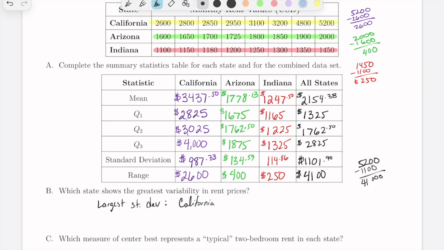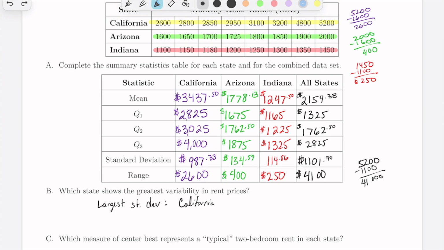For example, in California, you can see that the mean is 3,400 and the median is 3,000. So, I don't know, maybe the median, because you can find plenty of two-bedroom apartments that are maybe a little bit lower. There's a very wide range of prices, so it's a high standard deviation. I don't know that I see any outliers, any data points that really look extreme.